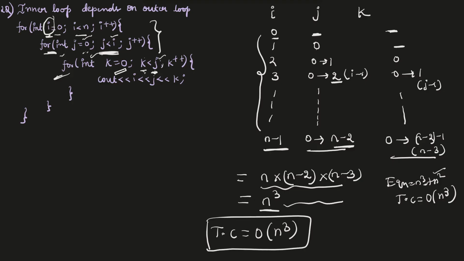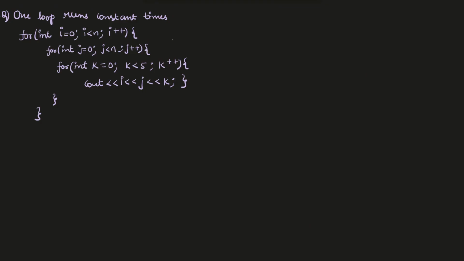Now let's go to the next question. The third example says one loop runs constant times. See, the value of i goes from 0 to n minus 1. j goes from 0 to n minus 1. But the value of k is 0 to less than 5. That means the value of k runs 5 times. For any i value or any j value, the k value is fixed. That is, it runs only 5 times.